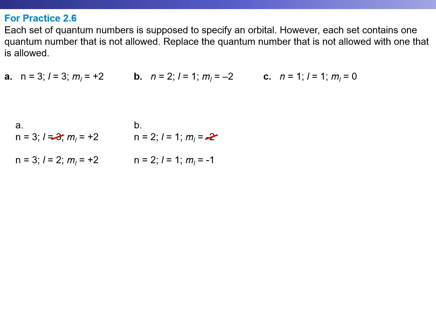Now what about our third set of numbers? Here we have a principal of 1, an angular momentum of 1, and a magnetic number of 0. This is a lot like our first problem, where we had an issue with angular momentum. Angular momentum cannot be equal to principal; it has to be 1 less. So to correct it, the principal is 1, angular momentum is 0, and our magnetic number is also 0.